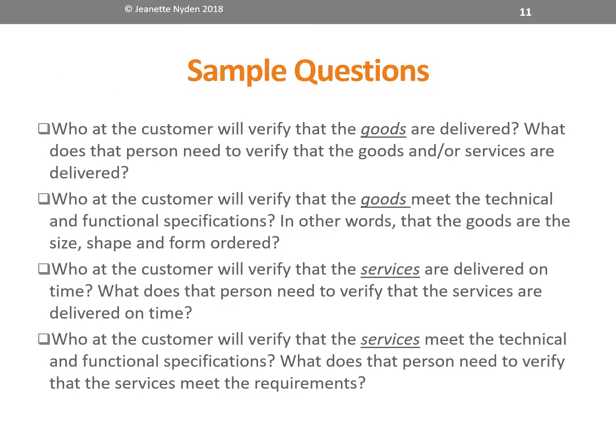So here are some sample questions from that contract management checklist that's part of the Professionals Playbook. I'll go through these really quickly. Who at the customer is going to verify that the goods are delivered? Who at the customer will verify that the goods meet technical and functional specifications? Who at the customer will verify that the services are delivered on time? Who at the customer will verify that the services meet the technical and functional specifications?